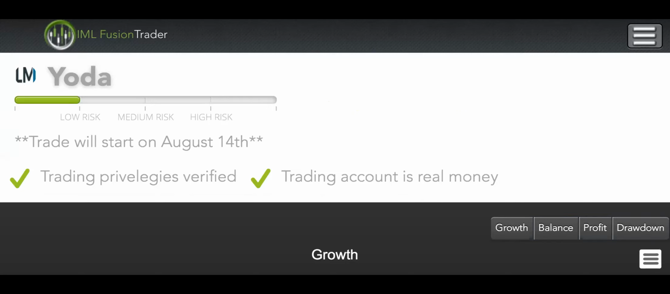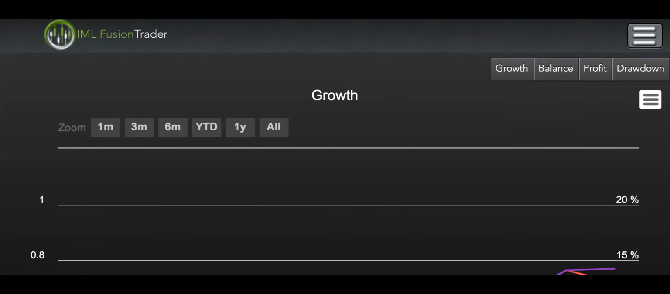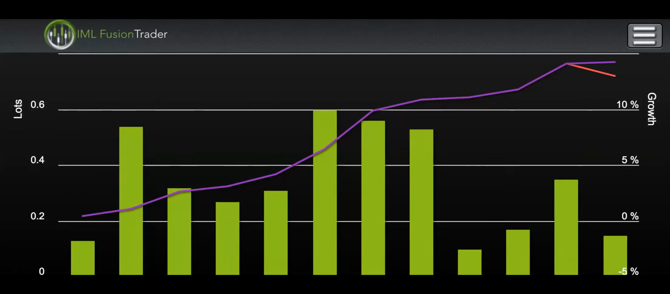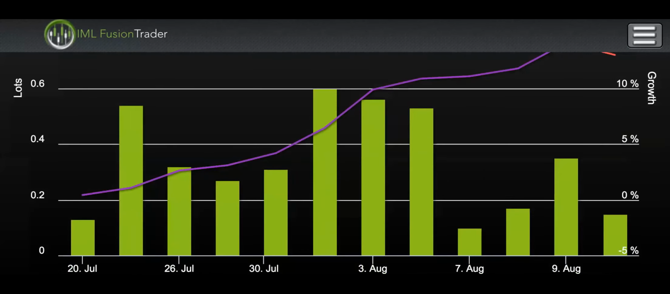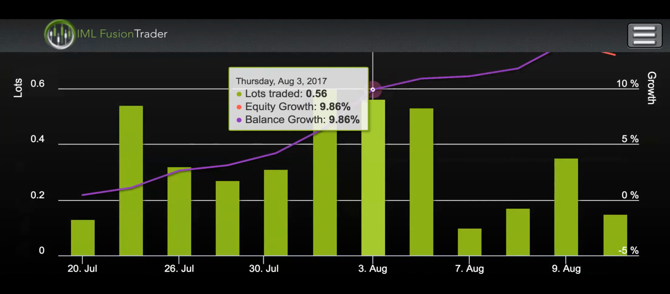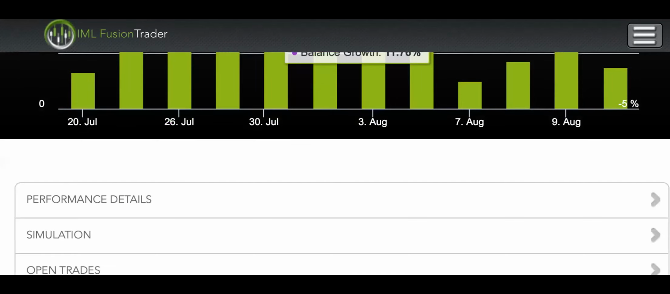And as you can see, Yoda has been trading behind the scenes. Trading will actually start on August the 14th. And this is actually real money. So once you go here on this chart, it shows you the growth. Okay. So you can click on any given day and it'll say they traded 0.53 lots, an equity growth of 10.85%, a balance growth of 10.85% for that day. So that's super strong. Okay. And so you're actually able to click and see what kind of growth they had on any given day since they've been connected with the company.